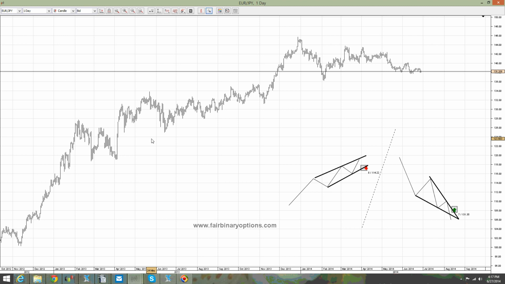Moving on with the second part of our mini project here, wedges that break the other way. On the first part, on binary options, on fairbinaryoptions.com, on Binary Options Academy, we lay down the rules of a wedge, of a rising and a falling wedge, and what normally these patterns look like, and what to expect after such a pattern. Well, what is happening here sometimes is that these wedges are breaking the other way.